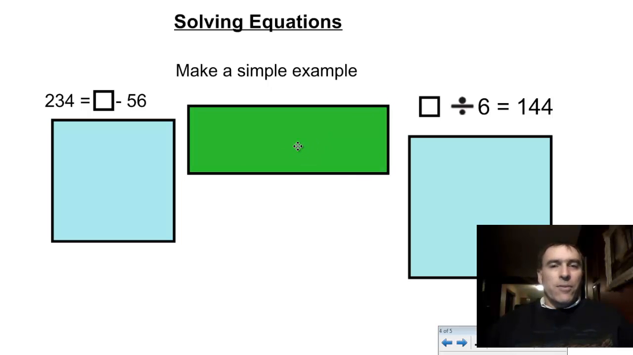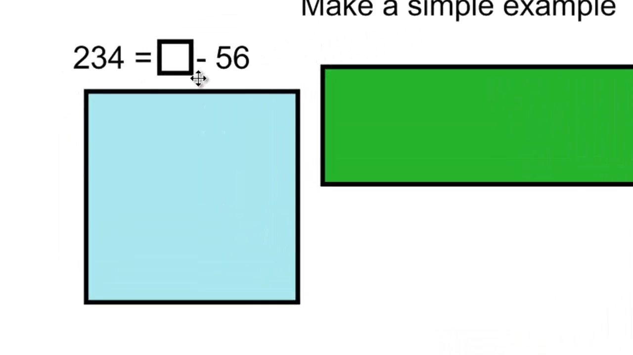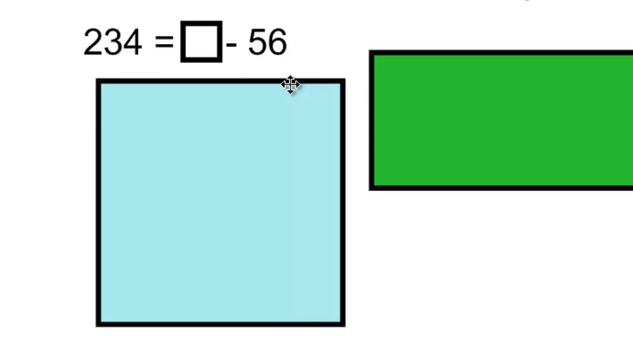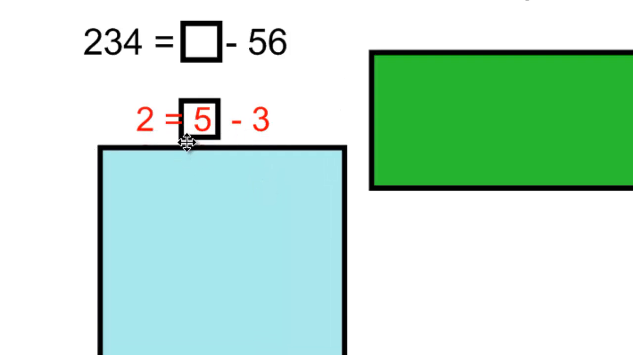This one you won't find in the book, but I like to call it make a simple example. It goes hand in hand with the inverse operation idea. If you have a question 234 equals something minus 56, you could make a simple example in your head. With addition and subtraction, I like to use the example of 2 equals 5 minus 3, or 2 plus 3 equals 5, because it's very simple and very clear to me and I can think out all the different aspects of it. So with this question, 234 equals something minus 56.